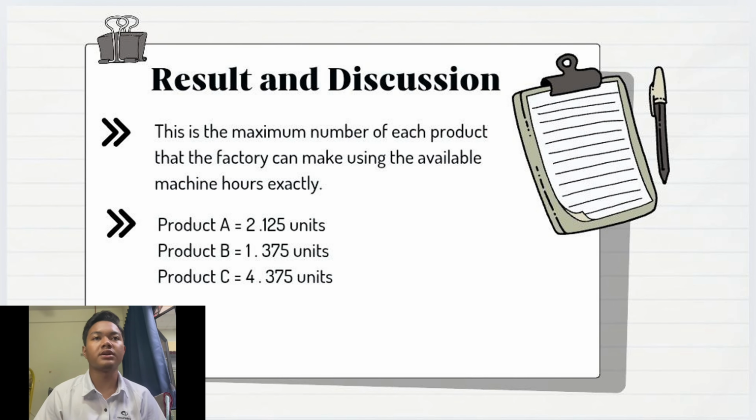So for the result and discussion, this is the maximum number of each product that the factory can make using the available machine hours exactly. So product A is equal to 2.125 units, product B 1.375 units, and product C 4.375 units.